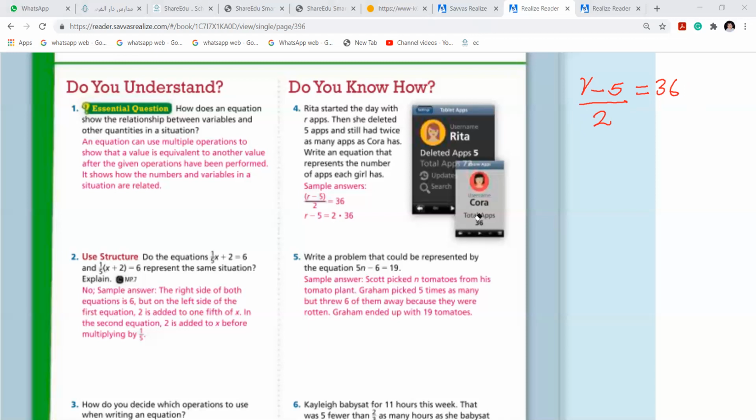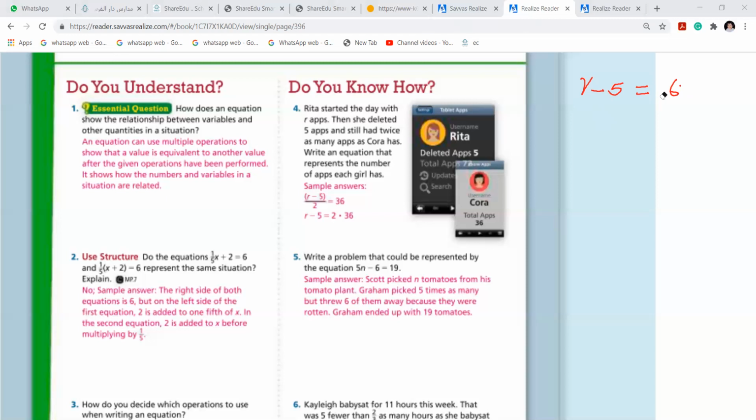Maybe Cora had total 36. So, okay, better we don't do this divided by, you will get confused. Simple, girls. R minus 5, she still had 2 times that of Cora. So I will do 2 times 36.